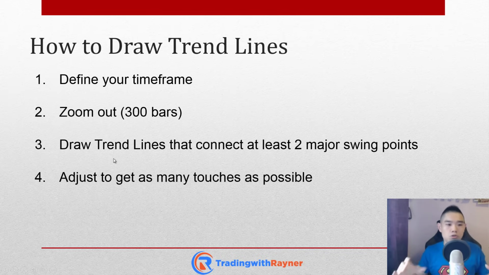And number three, you want to draw trend lines that connect at least two major swing points. As you know, right, to draw a trend line, you need at least 2 points. And the way I do it is that I want to connect the two major swing points. This means that the minor swing points, I tend to not really pay much attention to compared to the major swing points. Because the major swing points are the ones that really help you define the significant long-term trends.